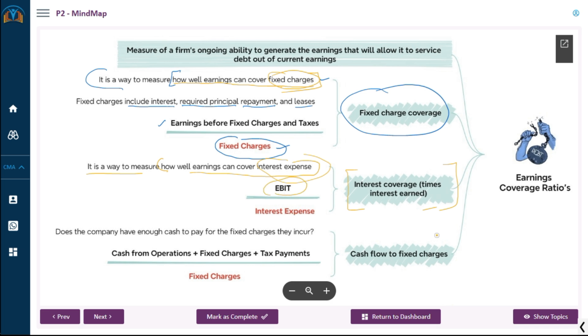Another ratio in the earnings coverage ratio is cash flow to fixed charges. Does the company have enough cash to pay the fixed charges it incurs? This ratio judges whether you have enough cash to pay the fixed charges. In this we take cash flow from operations, the fixed charges, and the tax payment, and divide by the fixed charges.